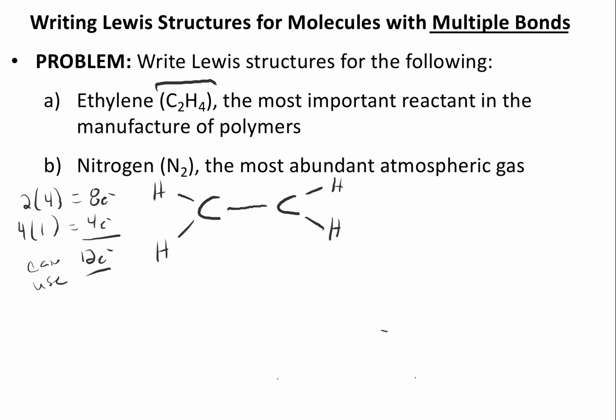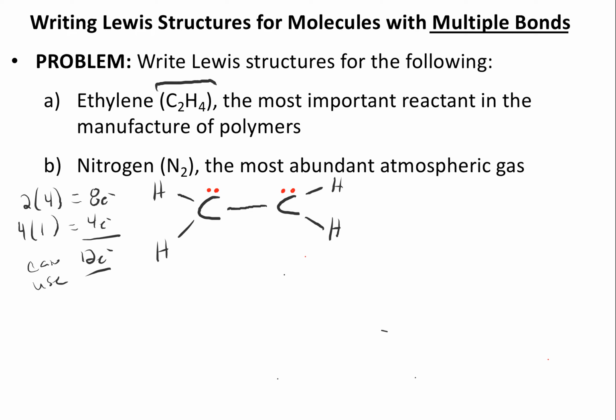My carbons right now only have 3 bonds, so probably what I would do is add dots here. And if I did that, my central carbons would now have 8 electrons associated with them, right? 3 bonding pairs, 1 lone pair. And my hydrogens would have their duets, so everything would be quote unquote happy.